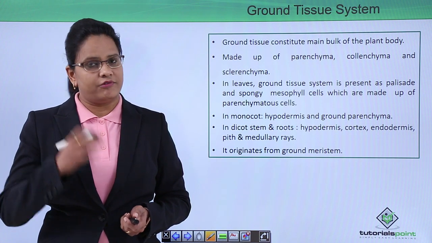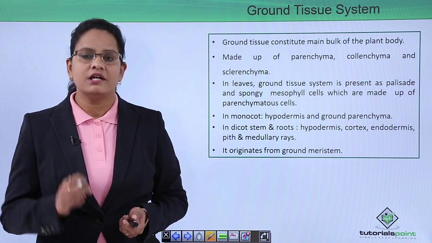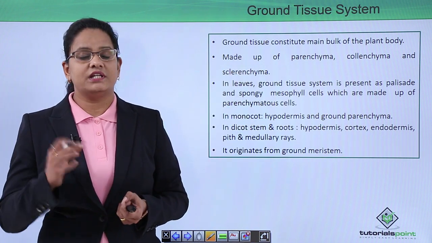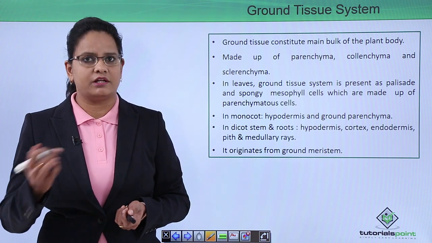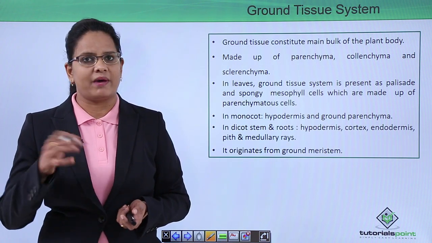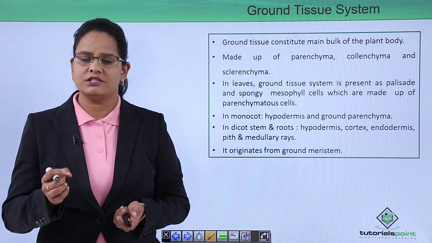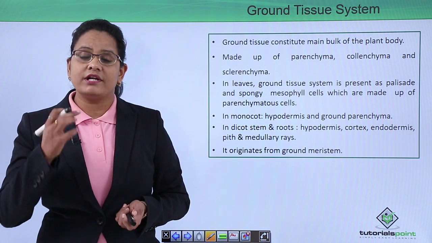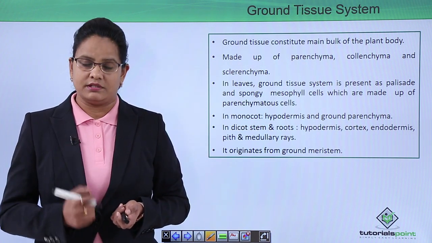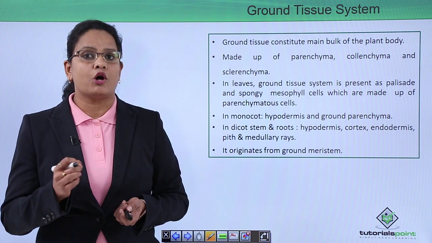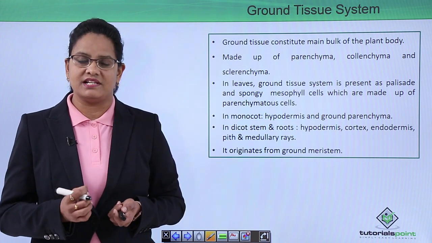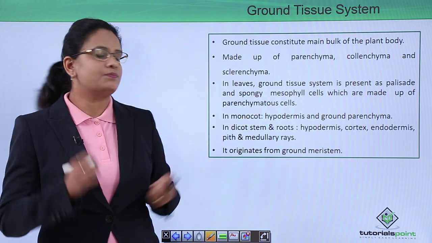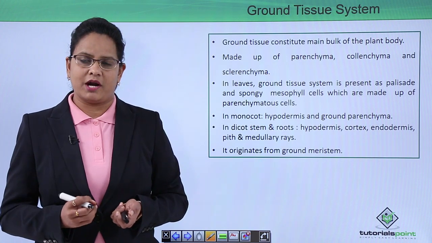It is made up of different types of tissues, right? So, it is mainly made up of parenchyma, collenchyma and sclerenchyma cells. These are the cells which form the ground tissue, the parenchymatous cells from parenchymatous tissue, collenchymatous cells from collenchymatous tissue and so on. Now, the ground tissue system has different types of components in different organs, right? In the case of the leaf, the spongy mesophyll and the palisade mesophyll cells form the ground tissue.